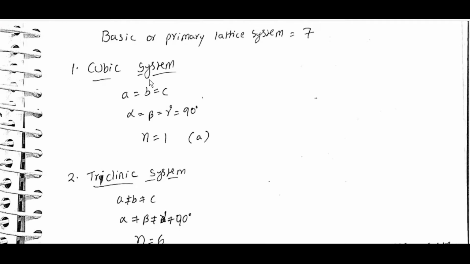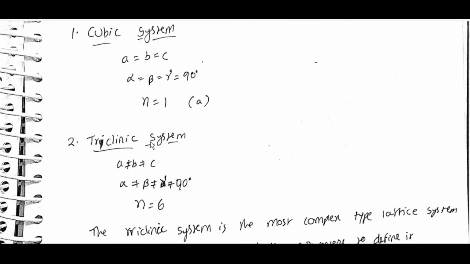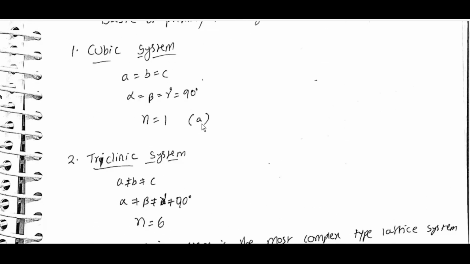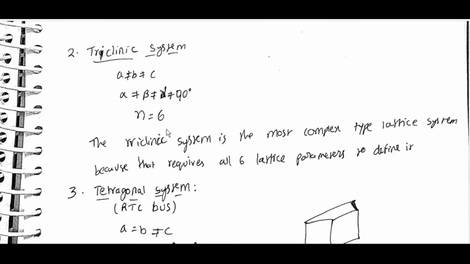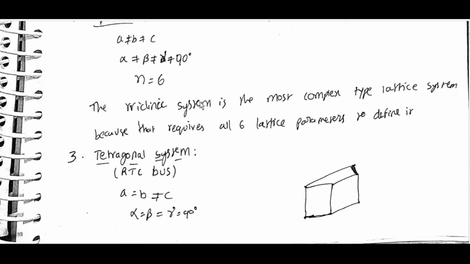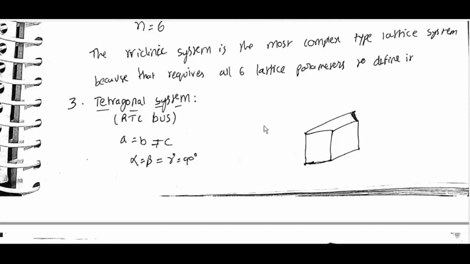First, the cubic system: a is equal to b is equal to c, alpha is equal to beta is equal to gamma is equal to 90 degrees, n is equal to 1. If we know a, we can describe the system. Triclinic: a not equal to b not equal to c, and alpha not equal to beta not equal to gamma not equal to 90 degrees, n is equal to 6. The triclinic system is the most complex type of lattice system because it requires all 6 lattice parameters to define it.